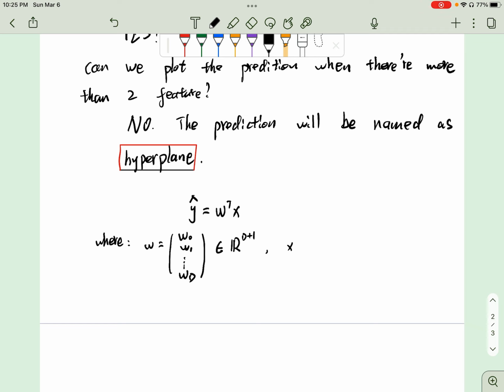Okay, here x is the feature vector, and the feature vector is something like this. We want the first one to be 1, because when this 1 is multiplied with omega 0, it will give us the intercept or the bias term. And the next one is x1. Of course, we can go to xd.